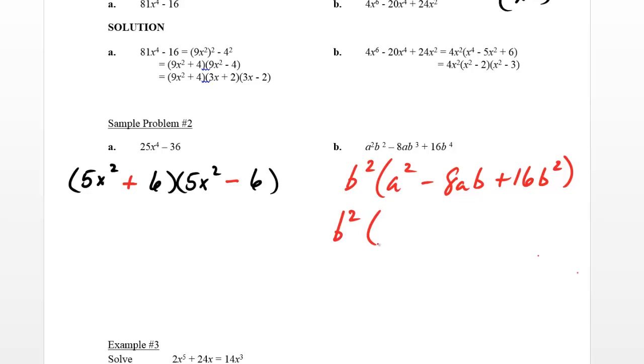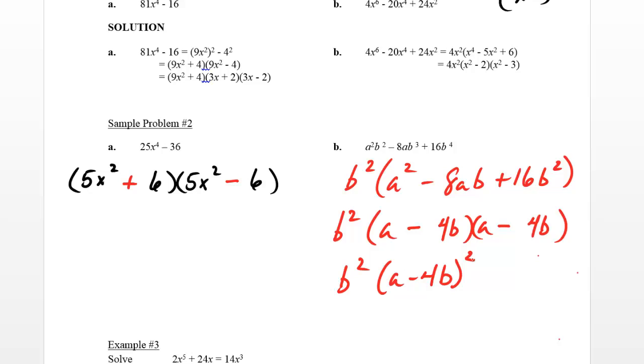So if we take a look at that, we have a and a. 16b squared can be broken up into 4b and 4b. And since 16b squared is a positive term, that means we have two signs that are the same, and in this case they'll both be negative, and of course we could rewrite that as a binomial squared. Alright, so there's some quadratic factoring for higher degree polynomials.